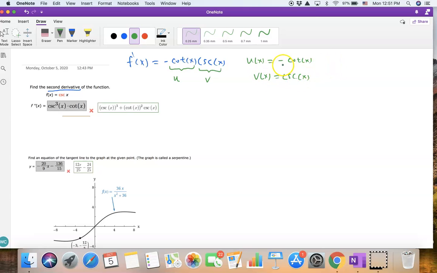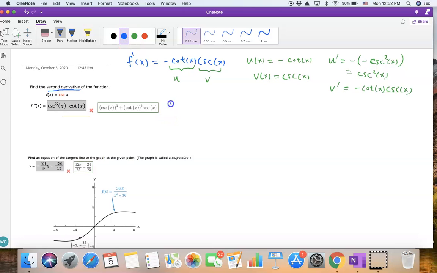When we use the product rule, we need to know the derivative of both. The derivative of cotangent x is negative cosecant squared x. Therefore, the derivative of negative cotangent x is negative of negative cosecant squared x, so that's a positive cosecant squared x. And the derivative of cosecant x is negative cotangent x times cosecant x.